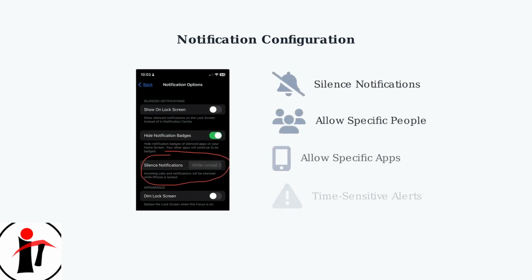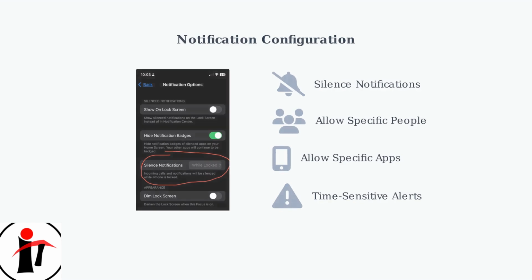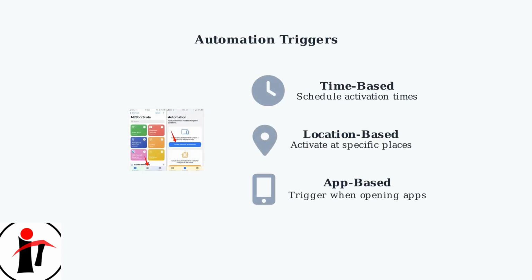You can name your focus mode, choose an icon and color, then configure how it behaves. The key to effective focus modes is configuring which notifications you want to receive. You can choose to silence notifications completely, allow them only from specific people and apps, or set exceptions for time-sensitive alerts.